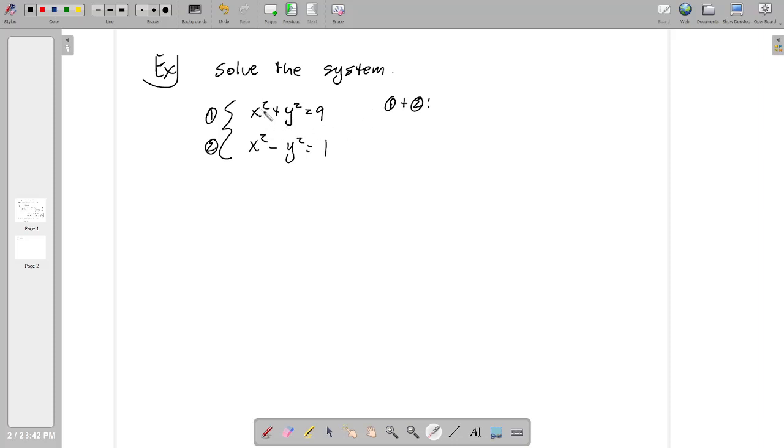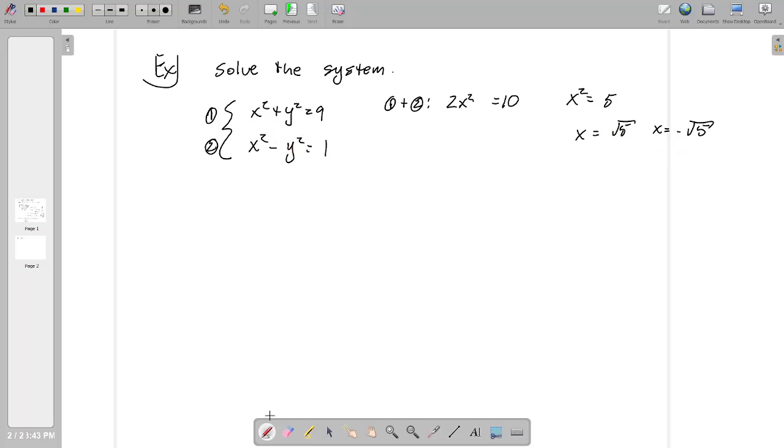So if we add these two together, we get x squared plus x squared. That's 2x squared. Y squared minus y squared is 0, and 9 plus 1 is 10. So we then get x squared is equal to 5 when we divide by 2. Thus, x is equal to square root 5, or x is equal to negative square root 5. So here we have 2 different x values upon eliminating our y squared.